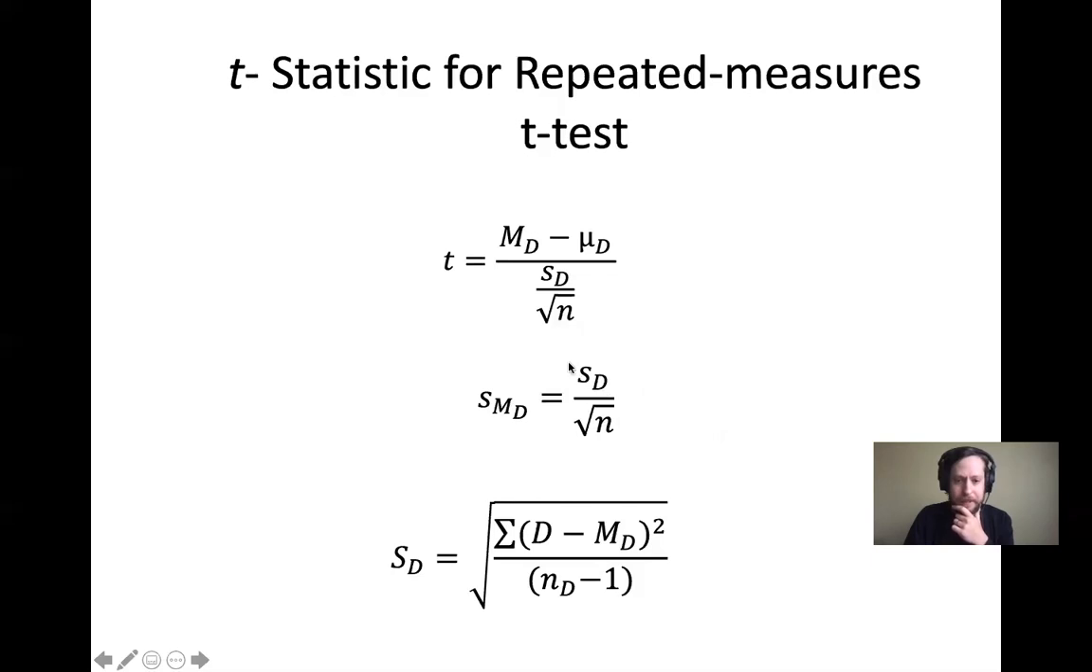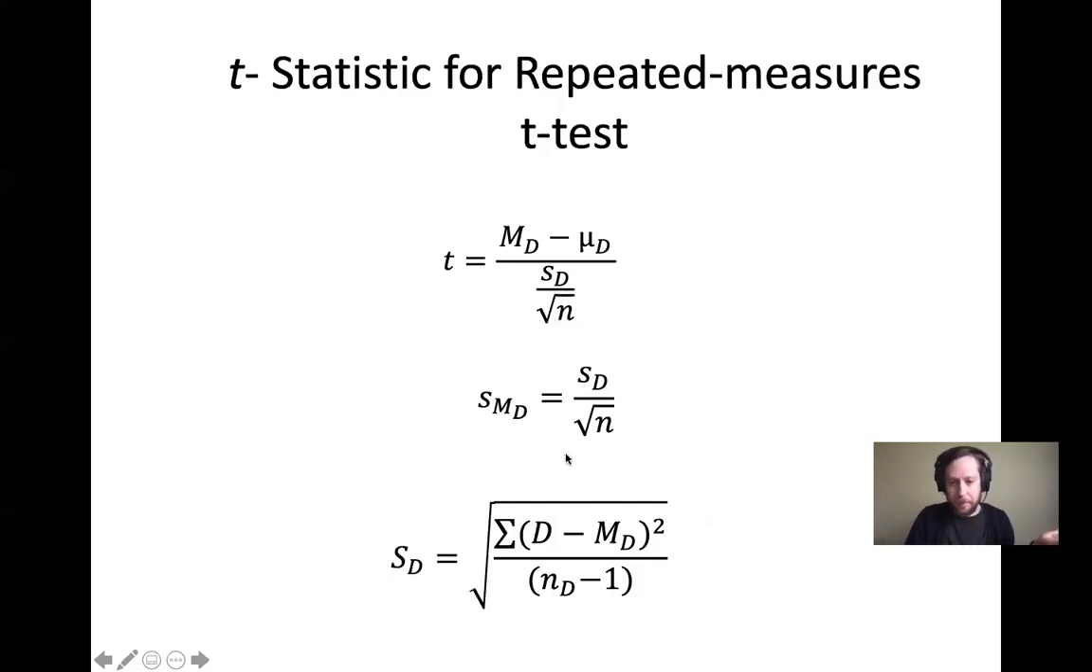So how do we calculate this? The sample standard deviation of the different scores. Our formula for that is right here. Here's the sample standard deviation of the different scores. What we do is we take each different score and subtract from it the mean difference score. You square that, add all of those things together, divide by n minus 1, and then take the square root of that. And that's how we get the sample standard deviation of the different scores.